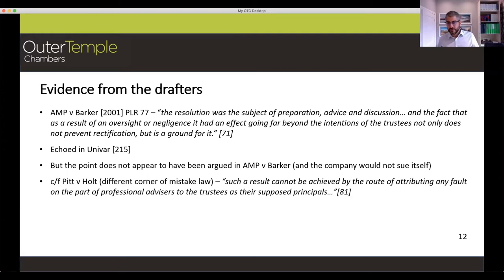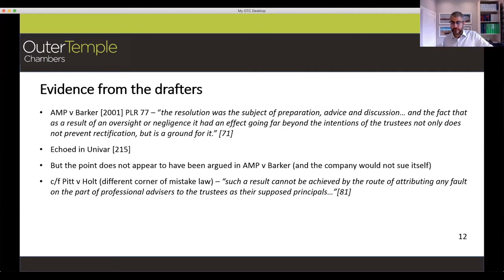Now, of course, there's also a logic to it in a theoretical sense, in that on the overriding logic of a rectification action, members are only being put back in the position they should always have been in, but for the mistake. And so the argument would be, well, why should they instead receive a windfall and the solicitors' insurers pick up the bill?